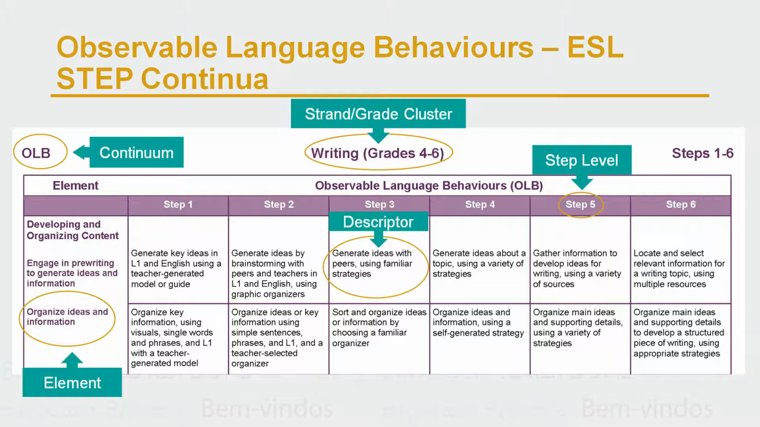Next, we have the step level. There are 6 ESL steps. These steps represent developmental language skills and take approximately 1 year to complete. It typically takes a student 5 to 7 years to develop English language proficiency. However, language development can be a bit messy and doesn't always follow a neat linear progression, which means students can be on different steps in reading, writing, and oral strands.